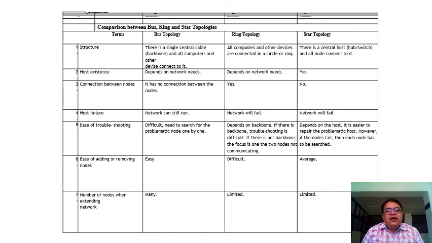The entire comparison is given in this chart. Here I am using the first component as structure, then second as host existence, sorry, not expensive. Third is the connection between the nodes. Fourth is host failure, and ease of troubleshooting if a problem occurs, what to do. Then ease of adding and removing nodes, and number of nodes when extending the network. So the entire difference is given in this chart.